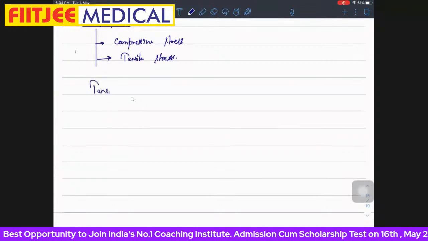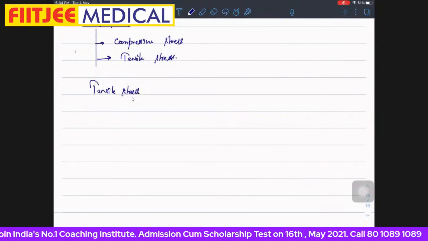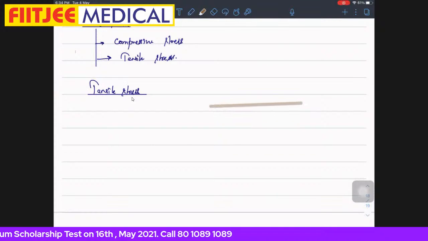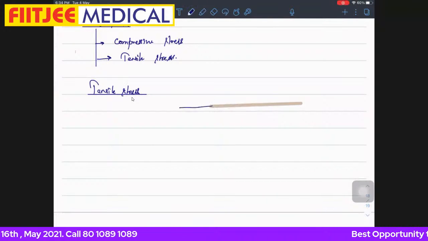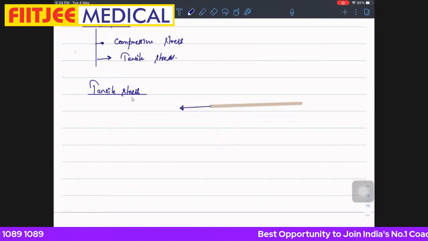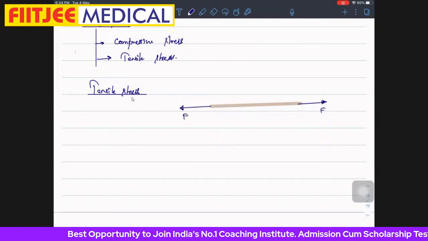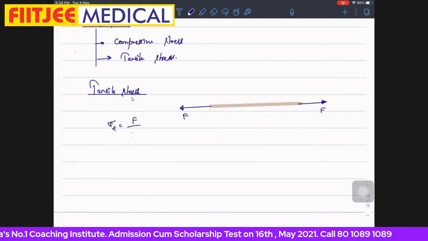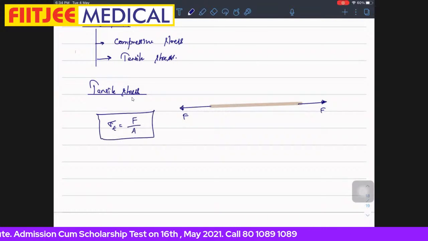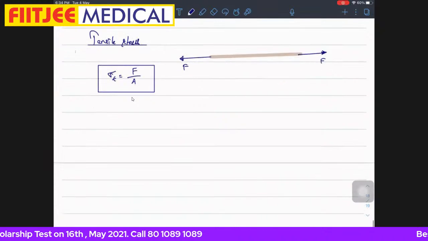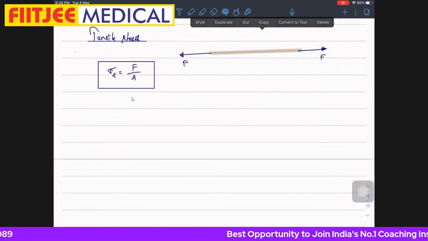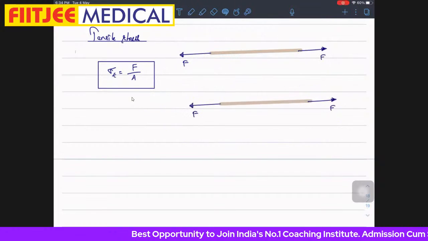So if you see tensile stress, what it is: suppose a body is there. On this body, two forces are acting, F and F. So here this body is what? This length is going to increase. Here, this kind of stress and force, you can see it is acting perpendicular to the area. So this kind of force is called tensile force. But if on the same body the force is acting in the opposite direction, the body will be in what? Compressive stress, because the length is going to decrease.